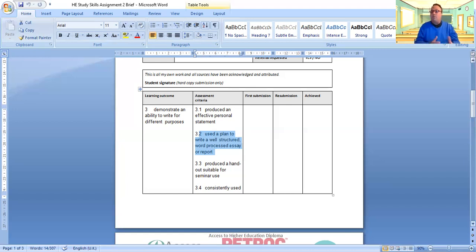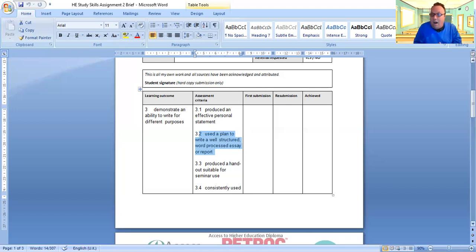Okay, so what we're going to talk about now is how you organize your work to ensure that you have the analytical and evaluative elements. And the first things you need to do before too far down the line when you're looking at your essay question is a bit of question analysis.